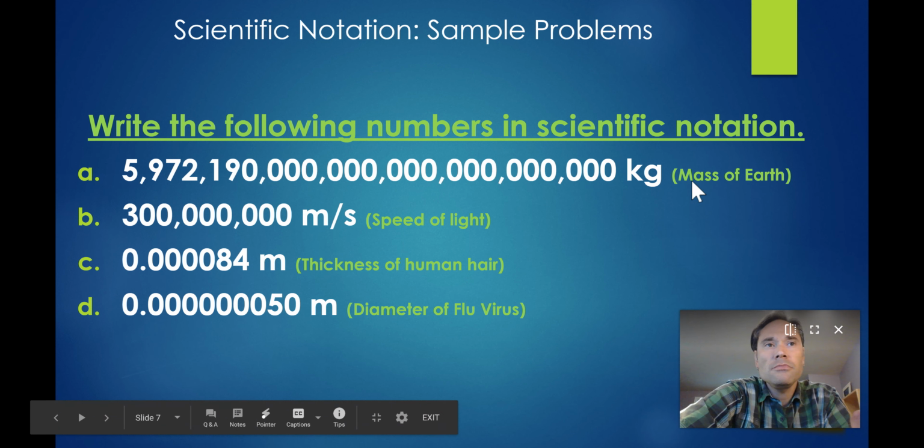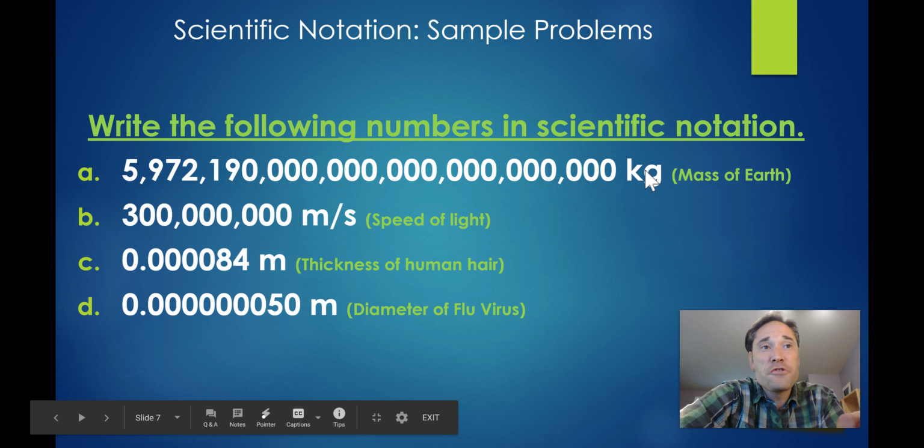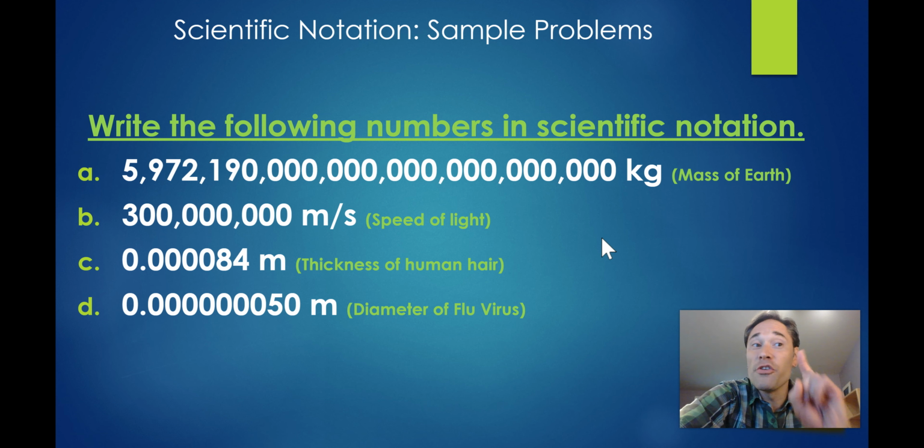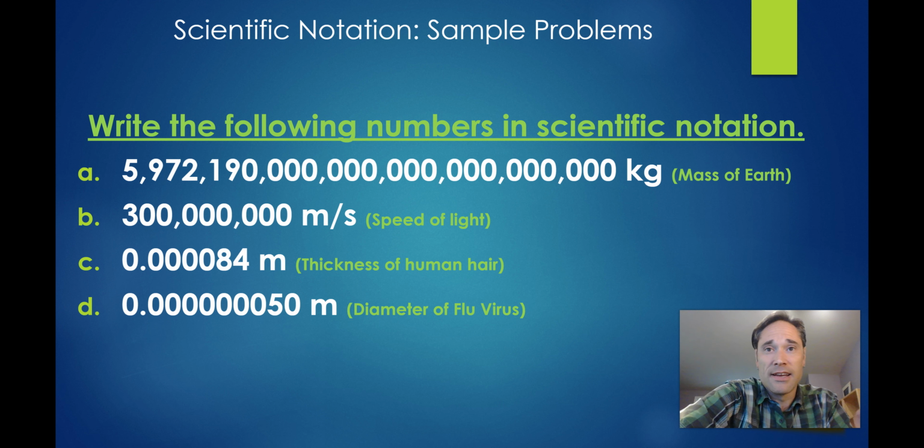So here we have the mass of the Earth in kilograms. Also a fascinating story how we measured that, which uses gravity. We'll get there. The second one is the speed of light, so how fast light moves, which is ridiculously fast. And then the thickness of a human hair, super, super thin.